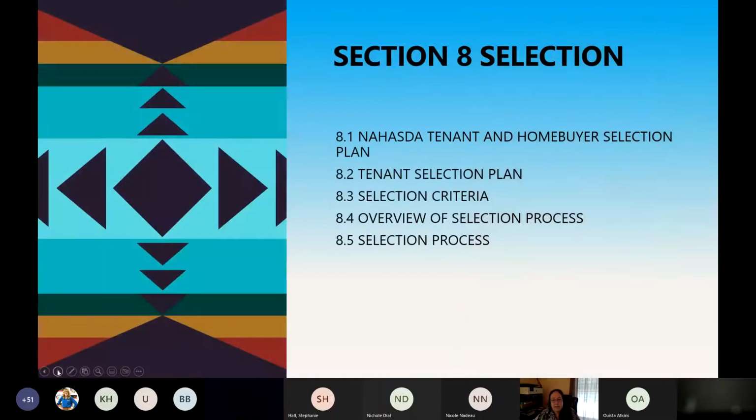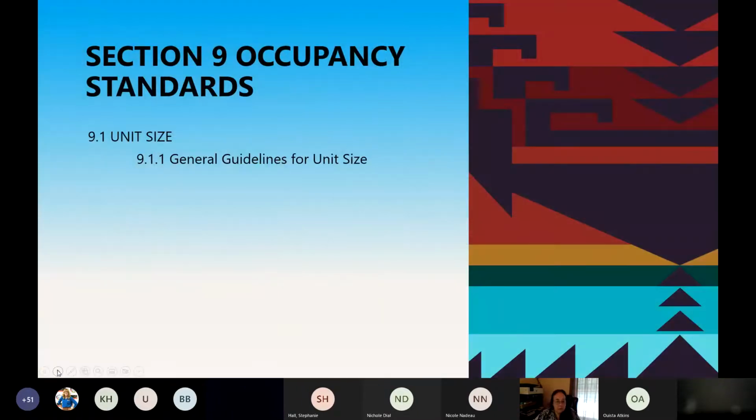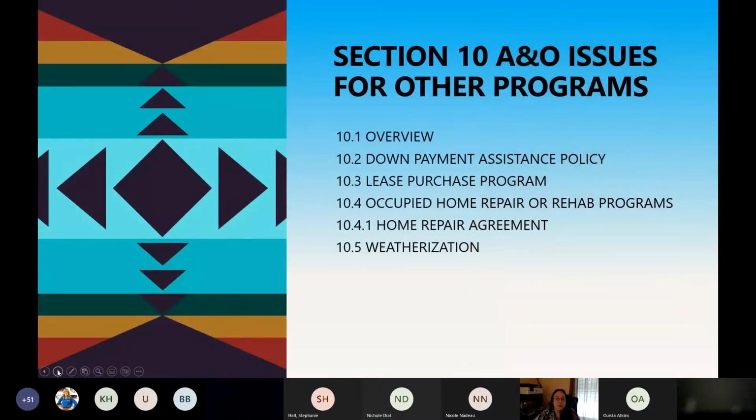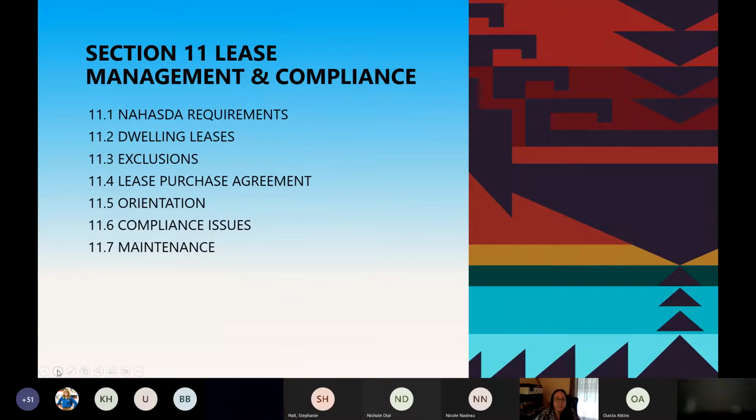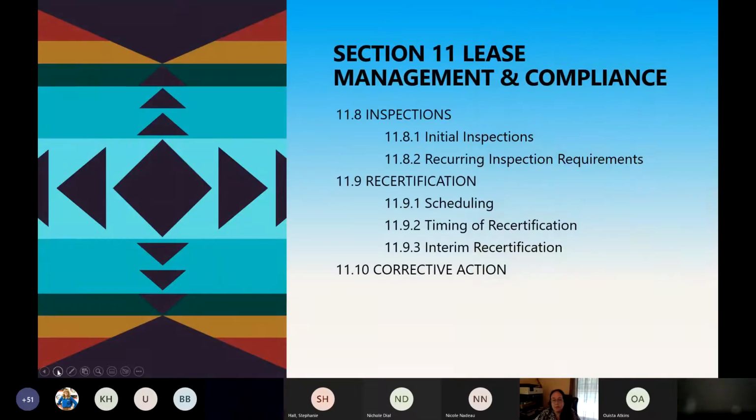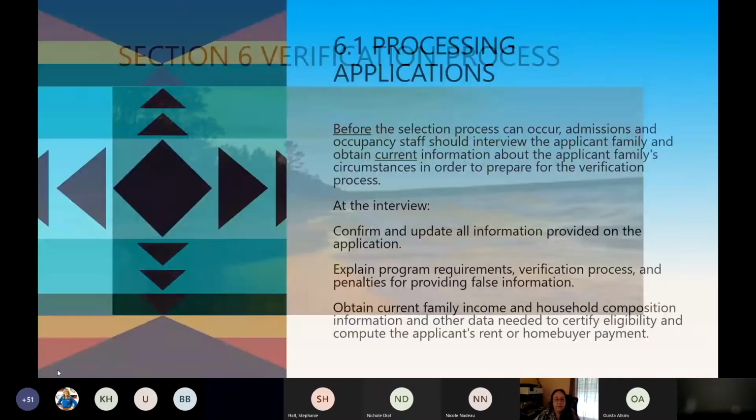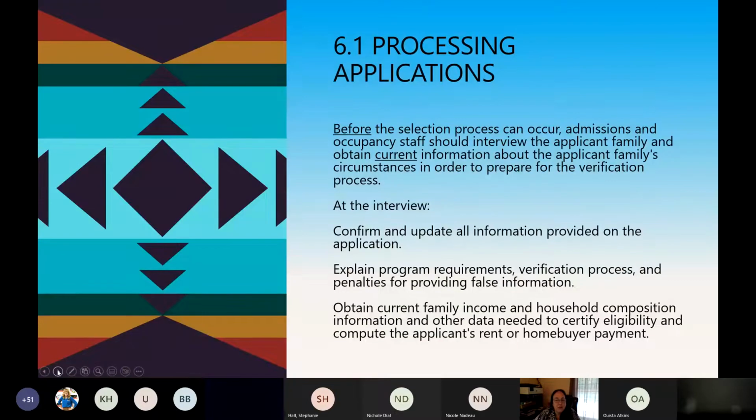Managing your waiting list, selection, and occupancy standards. A&O issues for other programs, management, and compliance. Okay, so verification before selection can occur. Your admissions and occupancy staff should interview your applicant family, obtain current information about that family, the circumstances in order to prepare that verification process.